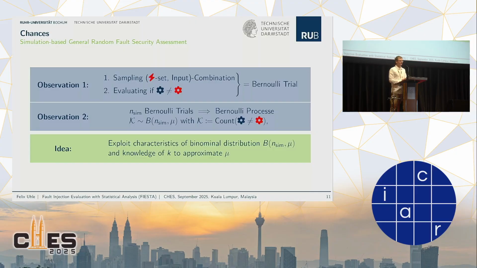And the second observation is that when we have n independent Bernoulli trials, then we have a Bernoulli process. And the number of outcomes of this random experiment, so the number of effective or ineffective faults, follows a binomial distribution, which is parameterized by the number of simulations we conduct and the advantage of the adversary. And we exploit this knowledge that the number of effective faults follows the characteristics of a binomial distribution, and our ability to simulate the circuit n times and observe how often an effective fault occurs.